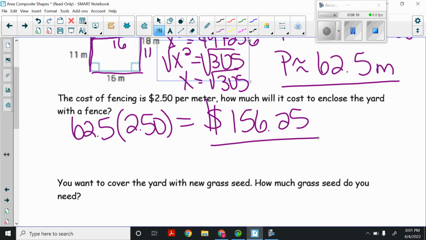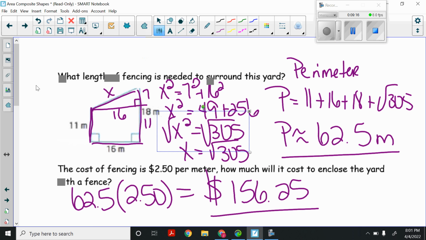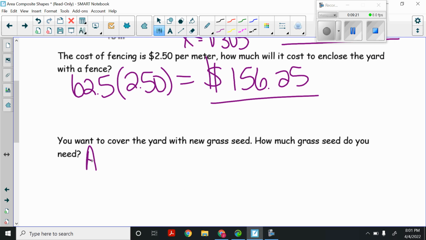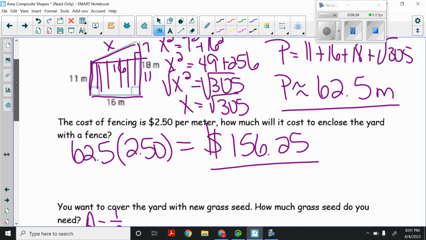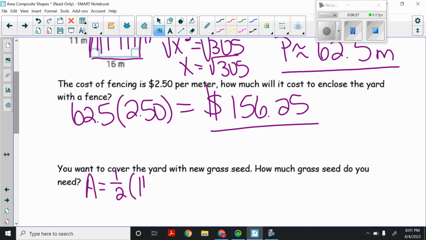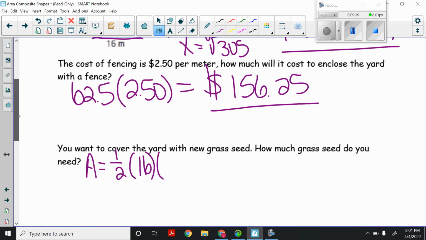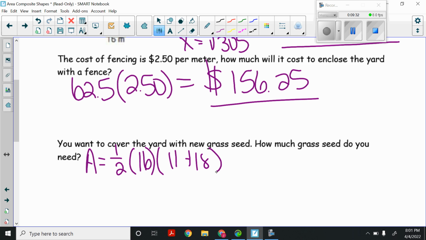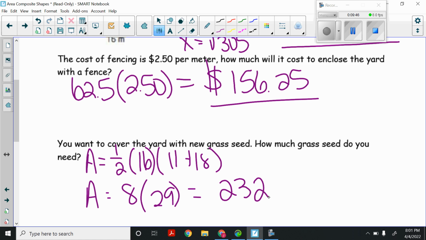Now it says you want to cover the yard with new grass seed. How much grass seed do you need? So if I'm covering all of this, that means I need area. So area, again, we said it was a trapezoid, 1/2. The height of this trapezoid is 16. Times the two bases added together, so 11 plus 18. Half of 16 is 8. 11 plus 18, 29. So 8 times 29 gets me 232 square meters of grass seed.